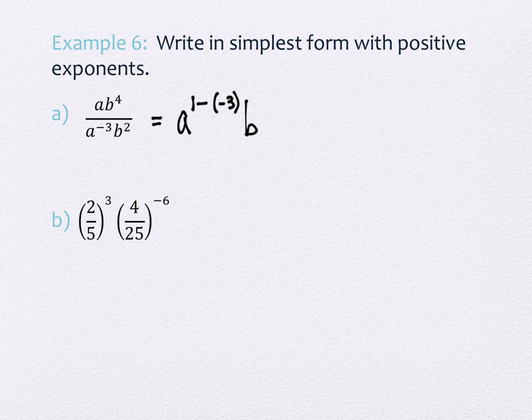I can do the same thing with b because I have a b on top and a b on bottom. The exponent on the b on top is a 4, and on the bottom it's a 2. So it's 4 minus 2. What happens when I have 1 minus negative 3? You change it to addition, and what will that give you? 4. Okay, good. Now the next one, you know what, I have more space over here. I'm going to move it over here. The next one says b to the 4 minus 2. So what's 4 minus 2? 2. So I have b squared.